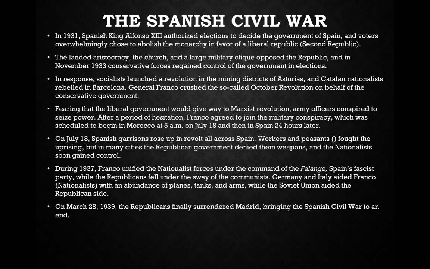Later in the year, Franco mounted a major offensive against Catalonia. In January 1939, its capital, Barcelona, was captured, and soon after, the rest of Catalonia fell. With the Republican cause all but lost, its leaders attempted to negotiate a peace, but Franco refused. On March 28, 1939, the Republicans finally surrendered Madrid, bringing the Spanish Civil War to an end.